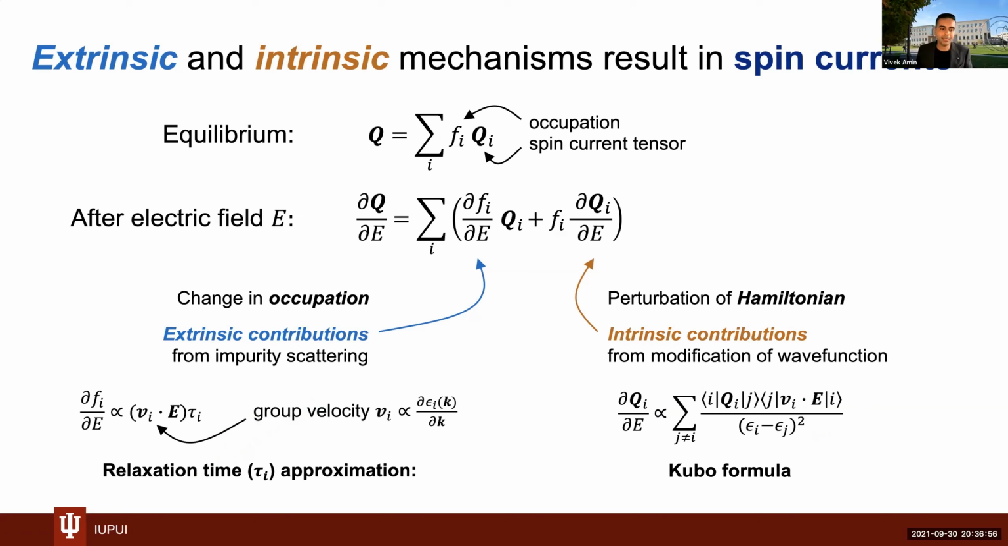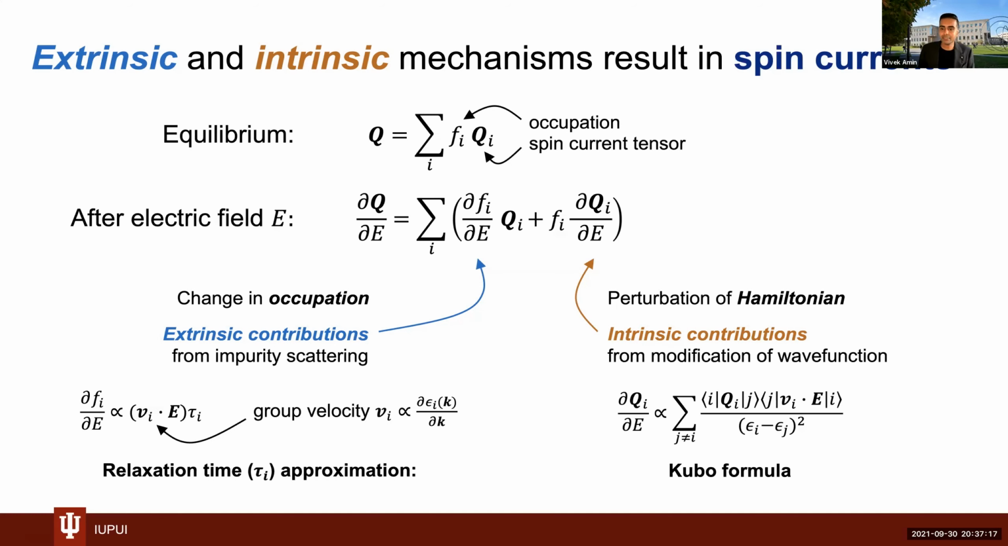For the intrinsic contributions, I'm going to use the Kubo formula to calculate the perturbation of the wave function that results in a spin current. And if you're familiar with this, this is all intricately tied to the Berry phase. This is just another way of describing that type of physics. Okay, so let's start with the intrinsic effects in a single layer ferromagnet.